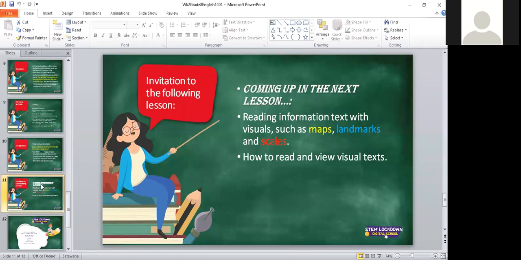It's gonna be very interesting. You're gonna learn how to read this information text so that you can make sense of the things which you see, not only the things which you read.